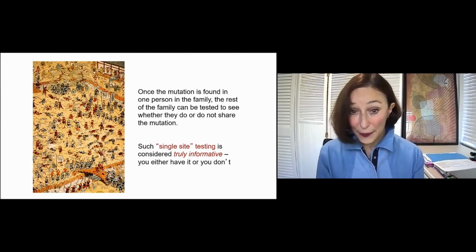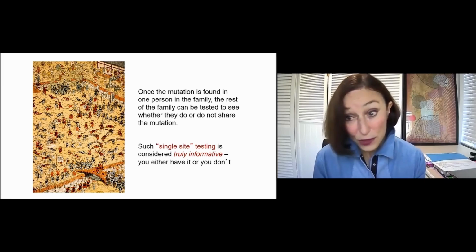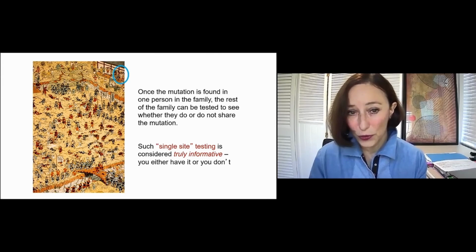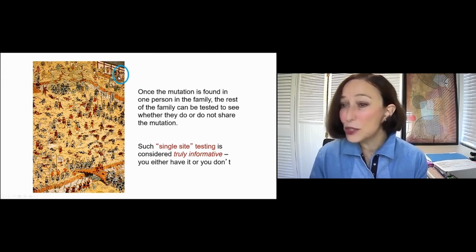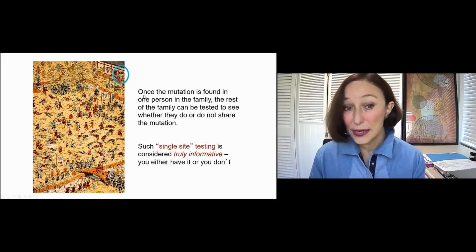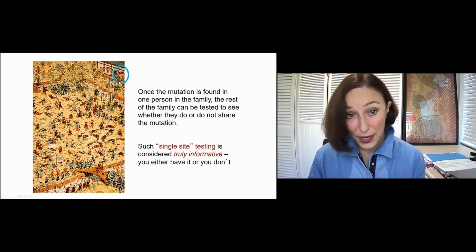If you look for a mutation in a family, families usually only have one mutation. That's not always true, but it's usually true. So you remember the old Where's Waldo? It's true that in a family, once you find Waldo, once you know where the mutation is, you really could test everybody else in the family just for that particular spot.